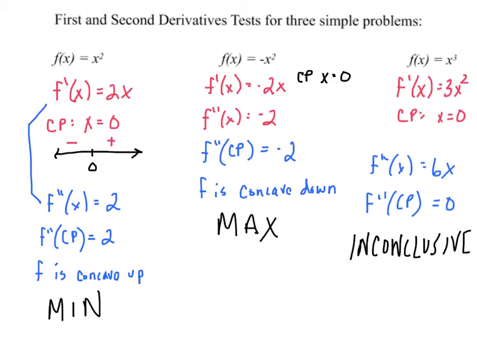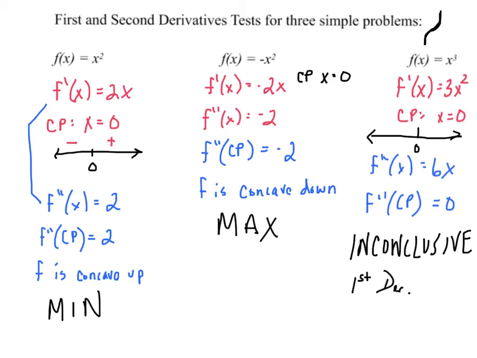Meaning, we have to go back up and do our number line for the first derivative. Now, in fact, we all know what x cubed looks like. It is neither. But it won't always be neither just because the second derivative test fails. A great example of that is x to the fourth. The derivative is 4x cubed. The derivative has a critical point of 0. The second derivative would also be 0, but x to the fourth has a minimum. So this is inconclusive. It means we have to go back to the first derivative test.